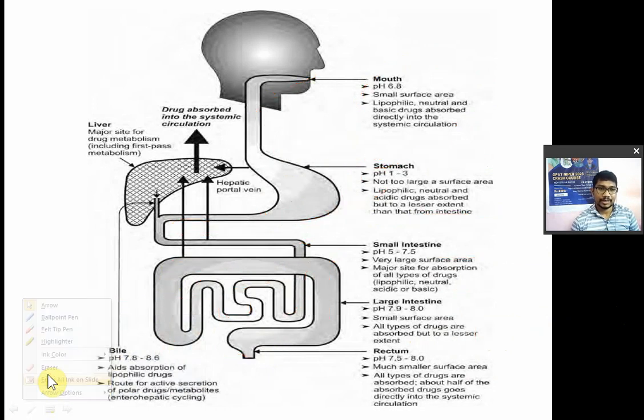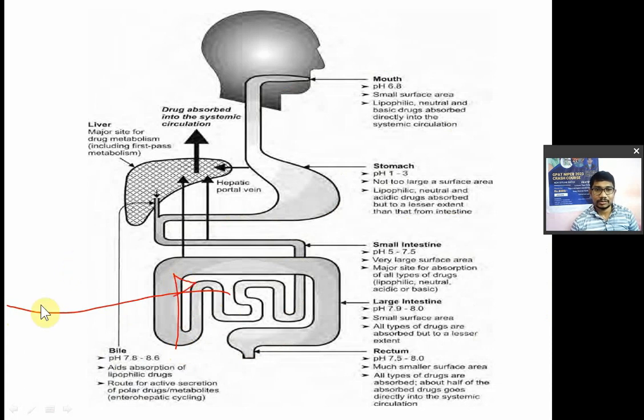ठीक है, स्मॉल इंटेस्टाइन क्योंकि उसका सरफेस एरिया बहुत ज़्यादा, और लार्ज इंटेस्टाइन, so it has a very limited surface area. This one is known as the ascending colon. This one is known as the transverse colon, and this one is the descending colon.